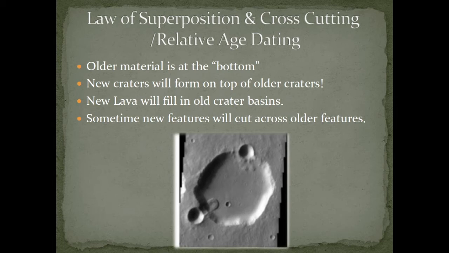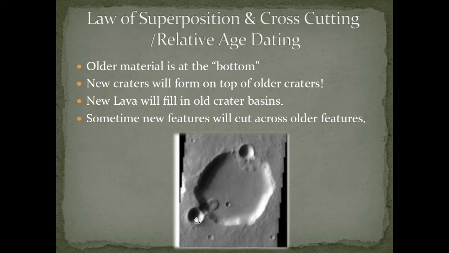So the very basic idea of the law of superposition is that older material is at the bottom, while newer material is at the top. So therefore, if you have new craters forming on top of old craters, you know that the newer craters are newer and the older craters are older. Now, I said that a little silly, but effectively, if you have a cratered surface like the one in the image here, this big crater formed first because it had to exist there before this little crater here landed on top of it. So we know in terms of relative ages that this big crater here had to exist first before this little crater could land on top of it.